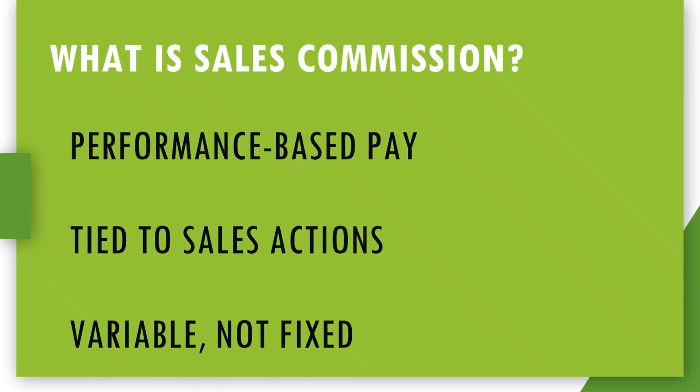Sales commission is a variable payment given when a specific sales related action happens, such as closing a deal or reaching a target. Unlike a fixed salary, commission changes based on performance. The system is common because it links effort with outcome. The key idea is simple: results trigger payment, not just time spent.